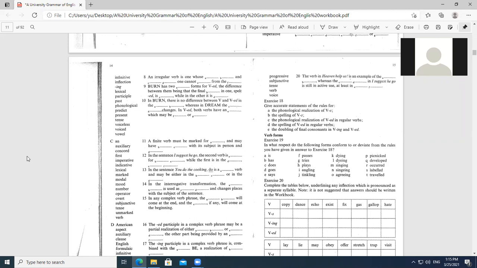This question is really difficult. In the interrogative transformation, that is, when we make a question, the first auxiliary is used as an operator and changes places with the subject of the sentence.